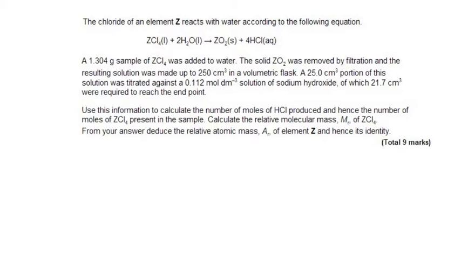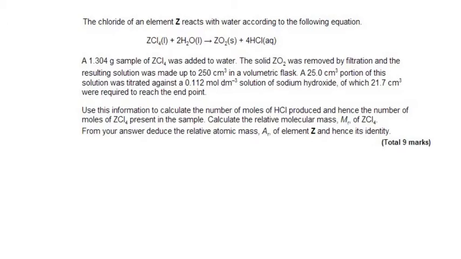We have information about the mass of the sample that was added to the water, which is 1.304 grams. It tells us the solid ZO2 was removed by filtration and the resulting solution was made up to 250 centimetres cubed in a volumetric flask. Now if you look at the products of the reaction, if the Z oxide is removed, then you are basically left with a solution of hydrochloric acid. That is made up to the 250 centimetres cubed in a volumetric flask.